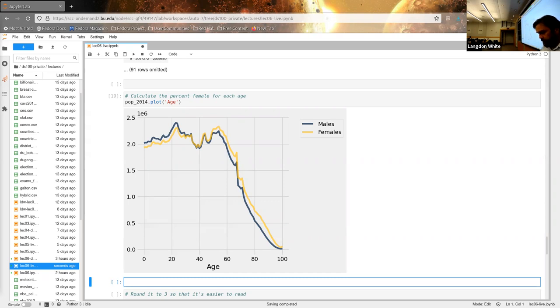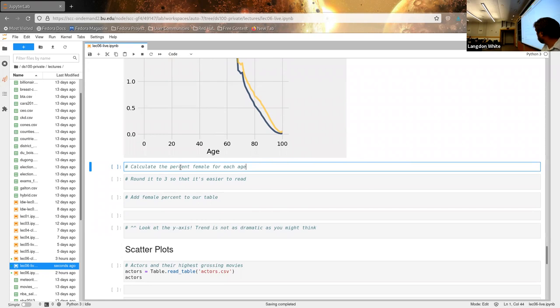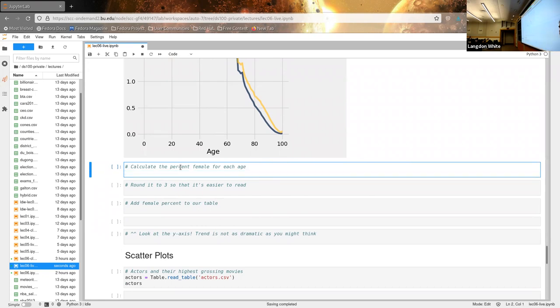So now what we want to do is, okay, let's calculate the percent female for each age. So how do you think we go about that? And then add it back into the table. Any ideas? Want to play around with it for a minute? Actually, we're just going to get the array to start with.